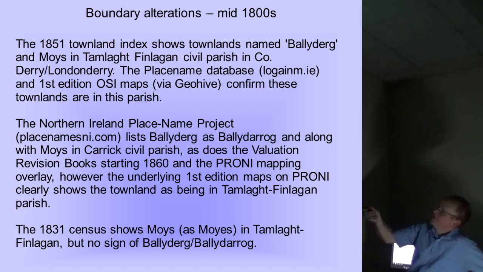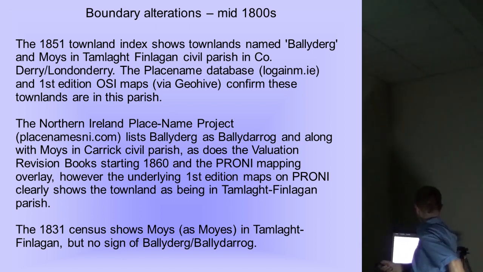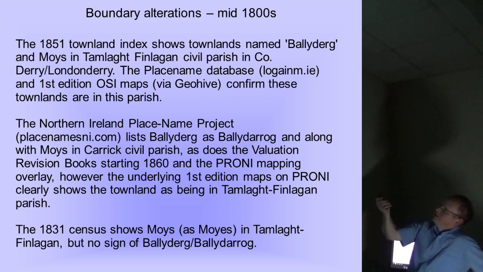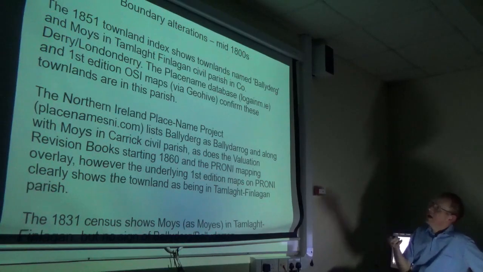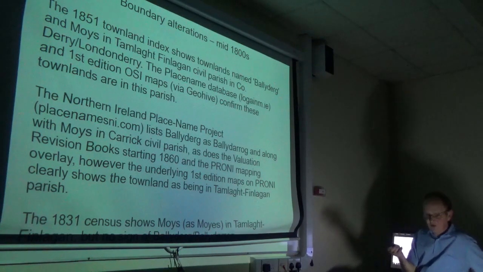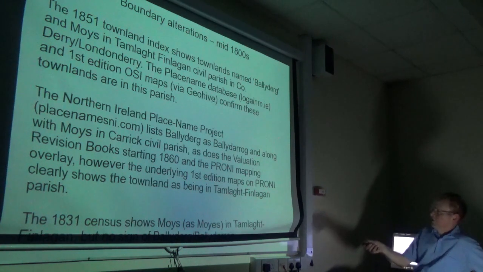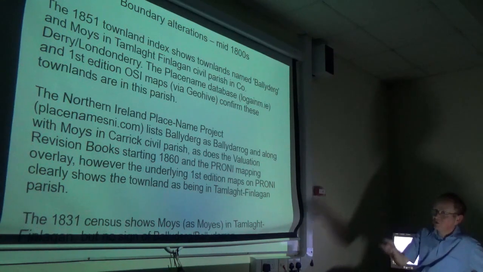There's a few others. I'm going to skip quickly through these. That's Townlands, and its particular example south-west of Coleraine, and it appears it's after the 1851 index. The Northern Ireland Place Name Project shows it in Carrick civil parish, whereas the Townland Index shows it in Tamlaght Finlagan. And the 1831 census agreed with that. So there was some moving around even after the Townland Index.